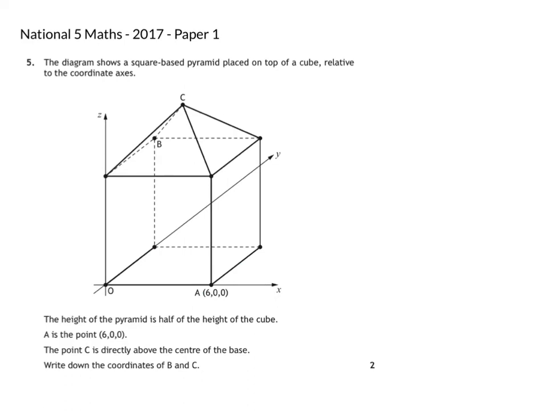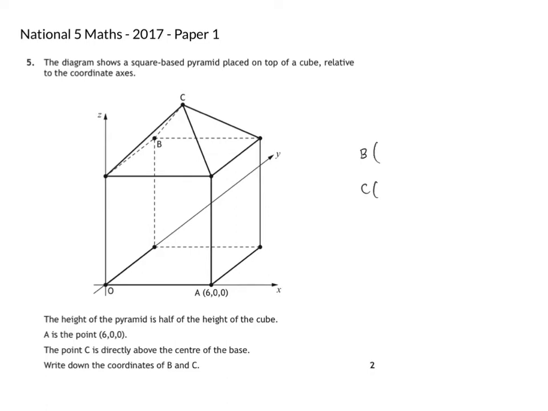Right, okay, so with question 5, we have a diagram showing a square-based pyramid that is placed on top of a cube relative to the coordinate axes. The height of the pyramid is half the height of the cube, and A is the point (6, 0, 0). Point C is directly above the centre of the base, and we need to write down the coordinates of B and C. So we need to write what B is, and we need to write what C is.